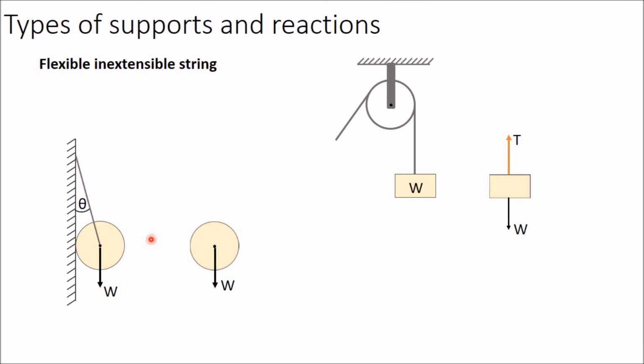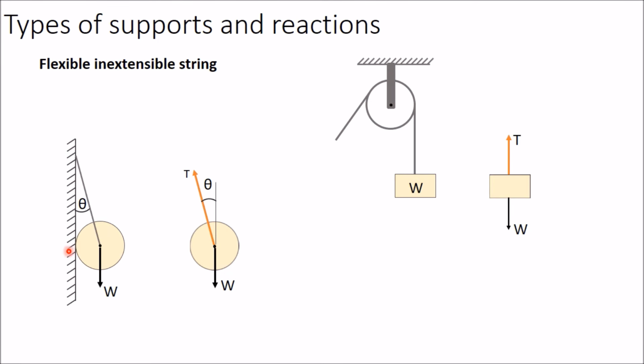Now there will be one force, one tension, along the direction of the string. In this direction you have to draw one tension force. The angle of this string is theta from the vertical, so T will also make the same angle theta from the vertical direction. And similarly there is one vertical wall which is supporting this sphere, so you have removed this wall.